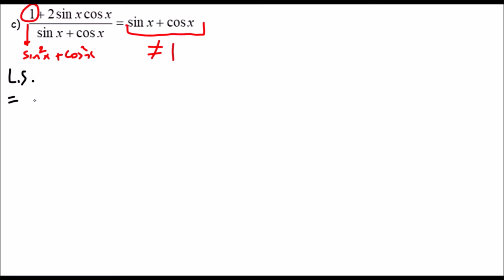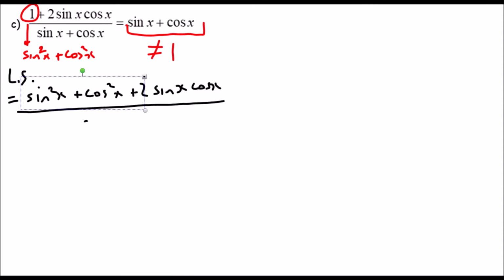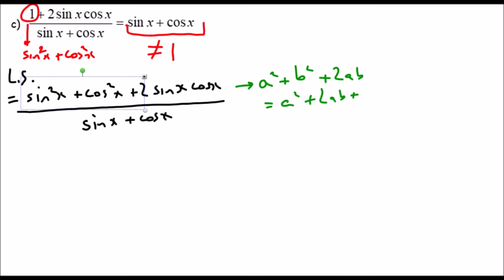So what do I have? I've got sine squared x plus cos squared x plus 2 sine x cos x, all over sine x plus cos x. Mr. Wills, what will happen here? Well, bear with me. If sine x is equal to a and cos x is equal to b, then I really have a squared plus b squared plus 2ab, which can be rearranged as a squared plus 2ab plus b squared.